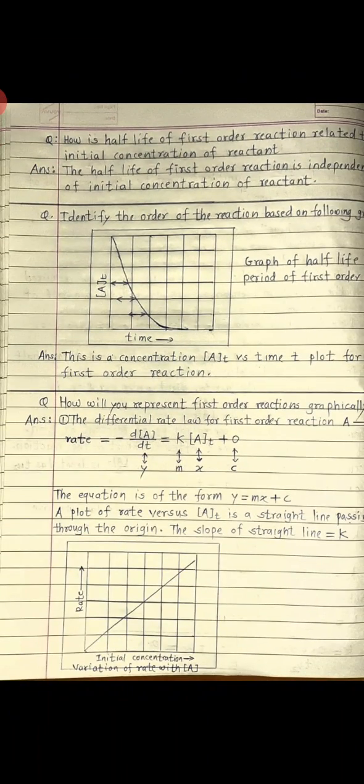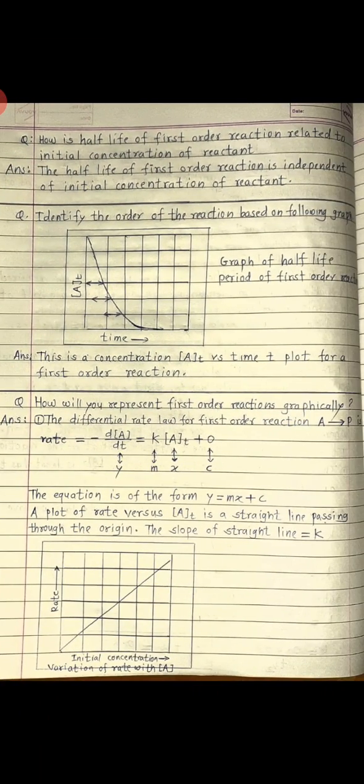The first graph is a graphical representation plotted as concentration of reactant at time t versus time. This is the graph of the half-life period of a first order reaction. It indicates the concentration At versus time. This graph represents the plot of concentration At versus time t for a first order reaction.